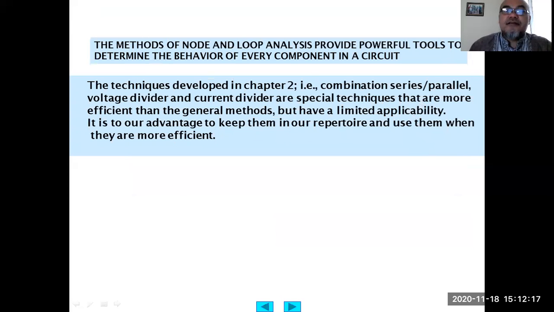Okay, so the methods of node and loop analysis provide powerful tools to determine the behavior of every component in a circuit. We have developed in the previous chapter, chapter 2, combinations of series and parallel. We have learned about voltage divider and current divider, which are special techniques that are more efficient than general methods. However, they have limited applicability, because voltage divider and current divider only apply, for example, to a single loop or single node or single branch. Therefore, they are limited.